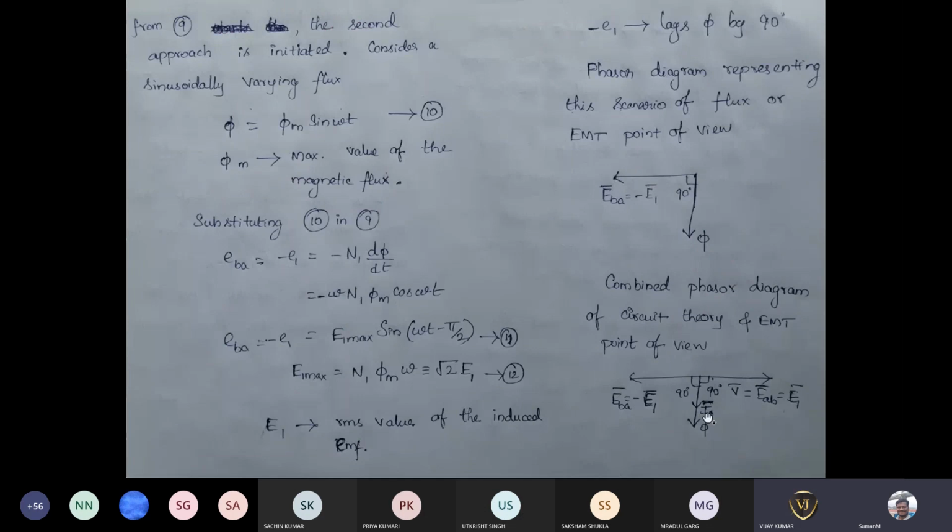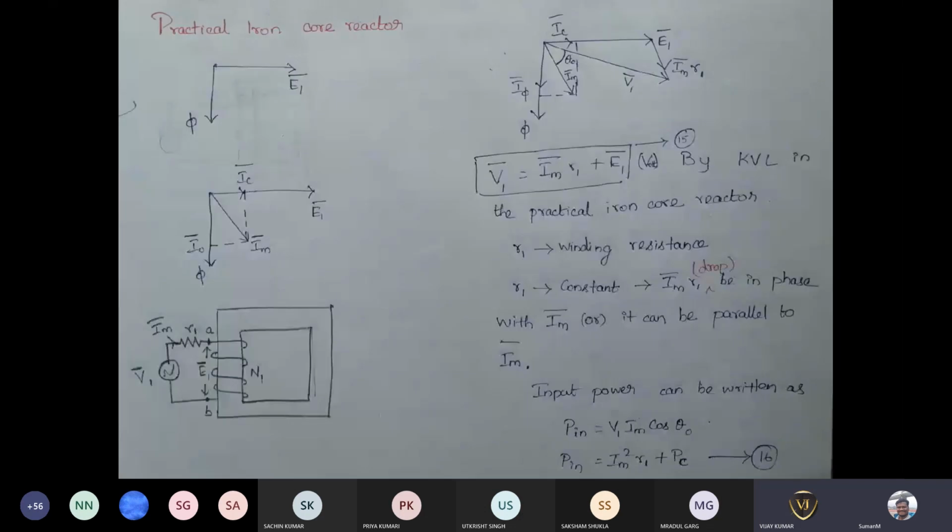Also, it is lagging the flux by 90 degrees. Okay, so this is for different viewpoints. Now let us see about the practical transformer, where in the previous case we neglected the losses. Here we have to include the losses.